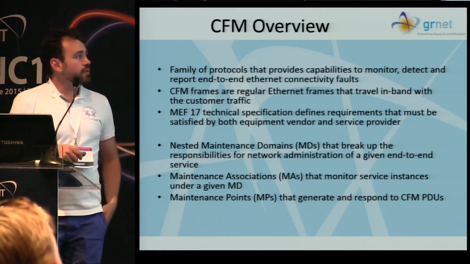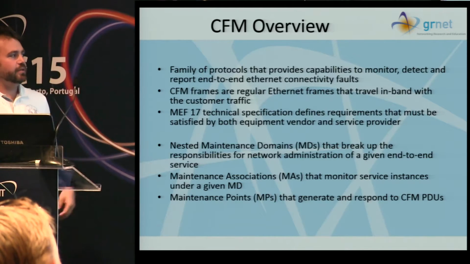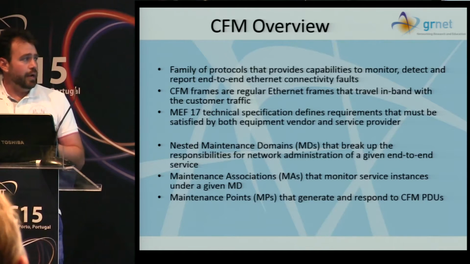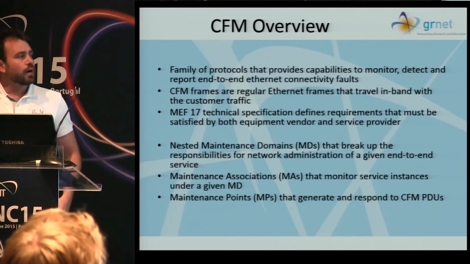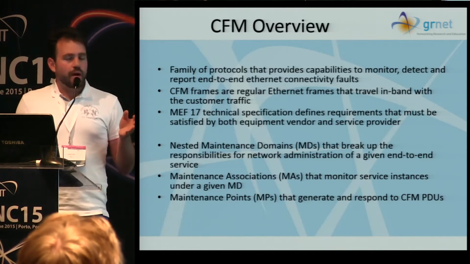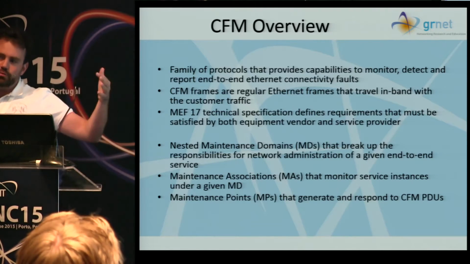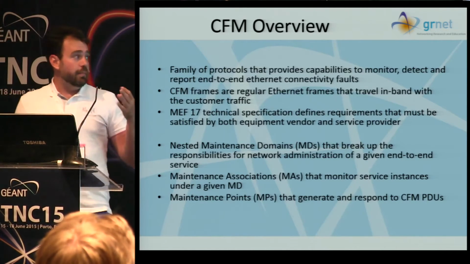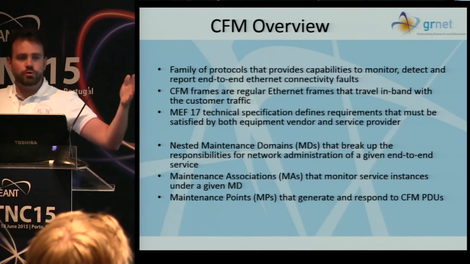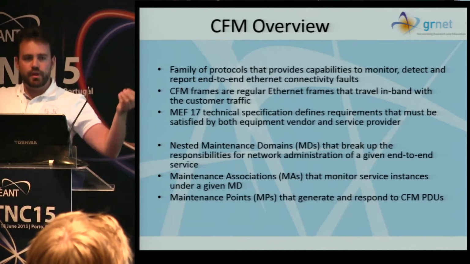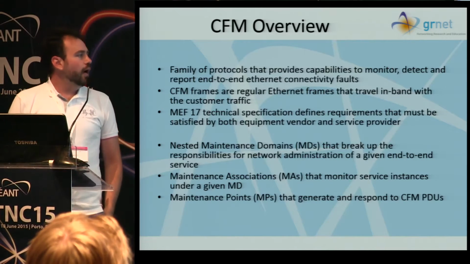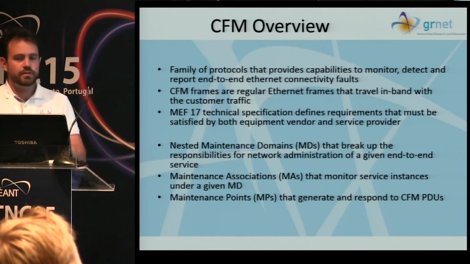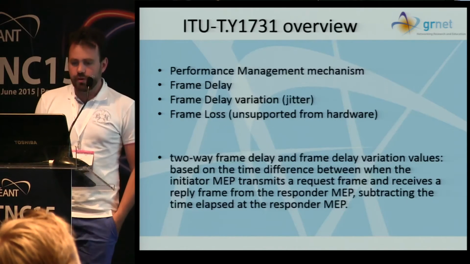Those two measurement points define a maintenance domain. And the maintenance domain normally has a number, an index from 1 to 7. The bigger the number, the outermost maintenance domain is indicated. So for instance, maintenance domain number 7 indicates that you monitor the whole link, from the customer to the other end. And there are maintenance associations that map the service instances for the specific maintenance domain.